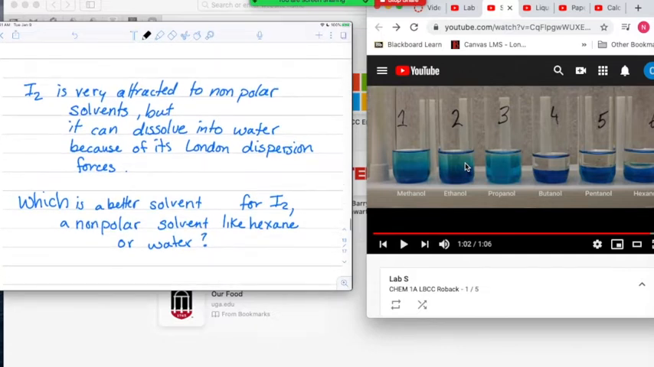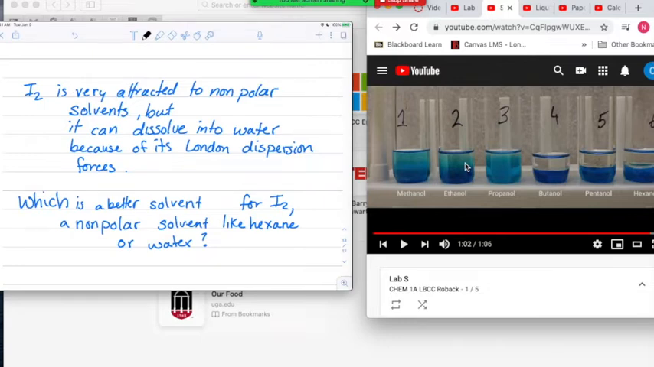So iodine is extremely attracted to nonpolar solvents, but it can also dissolve into water because of its London dispersion forces. So iodine is another molecule like ethanol that could go into a nonpolar solvent, something like hexane, but it can also go into something like water.